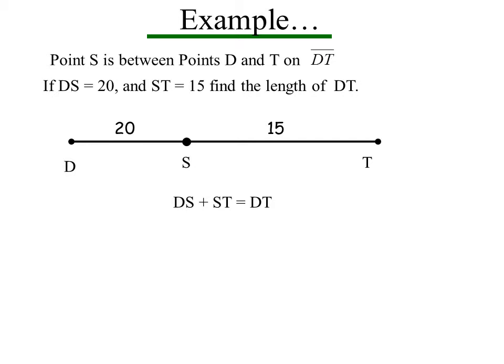Let's just substitute in the numbers for what we know. We know that DS is 20. I know that ST is 15. And I don't know DT. That's what I'm trying to solve for. Well, 20 plus 15 is 35. So I know that DT has to equal 35.